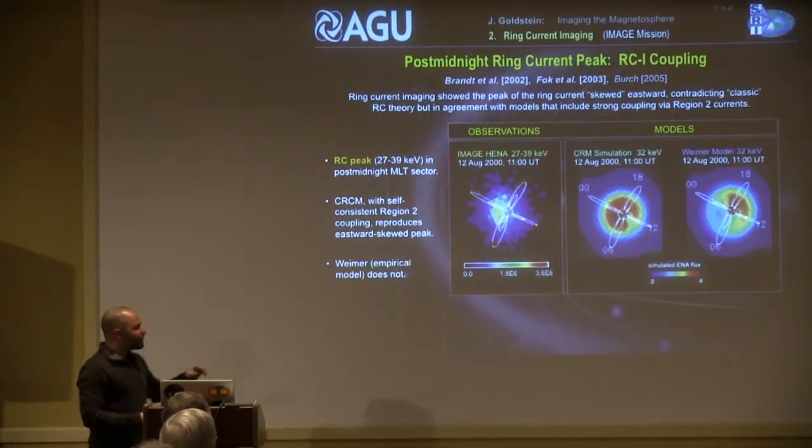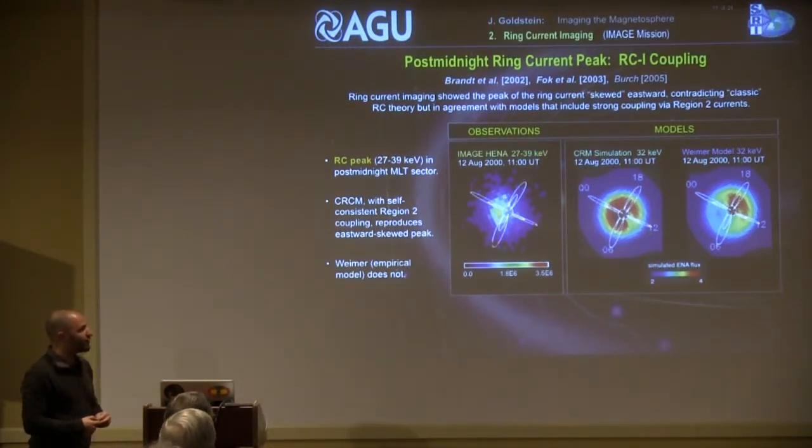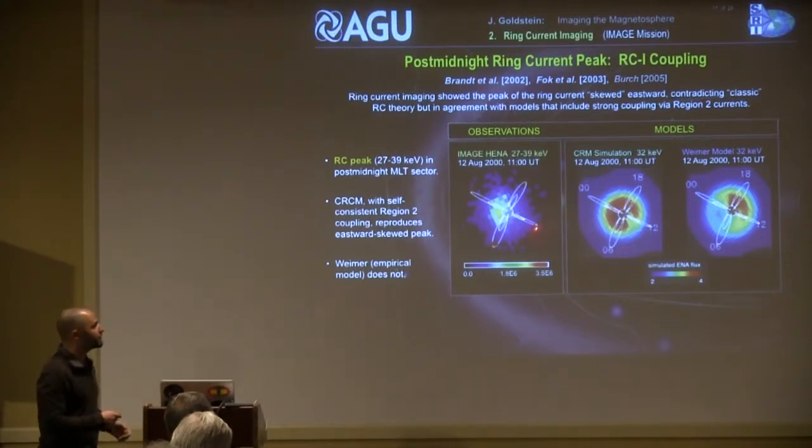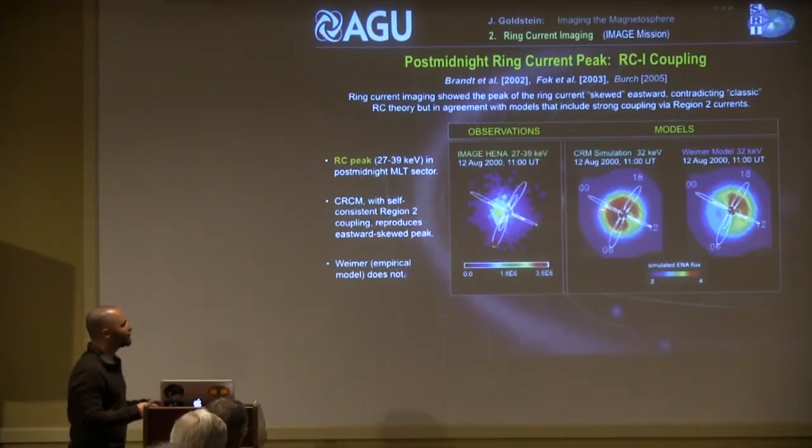It wouldn't be a complete review of imaging of the ring current without at least showing one thing from IMAGE, so I wanted to show this one, which is my favorite example of the synergy between global models and global imaging of the ring current. The observation said that there was a peak in the post-midnight MLT sector in the ENA images. And one model, which is running the self-consistent Region 2 coupling between the ring current and the ionosphere, reproduces the skewing of the peak. Now, the intensities are not the same, but look at where the peak is. It's post-midnight. Whereas if you use the empirical model, you don't get that answer.